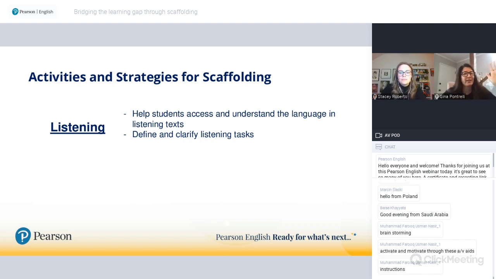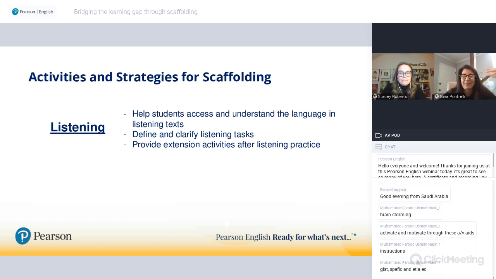We want to avoid giving students other tasks while they're listening. And if you need to provide additional support to students then, just as in the last step, try giving them images or diagrams to go alongside the listening task. And finally, we need to provide extension activities after listening practice to help students apply what they've understood. Be sure to engage with students about the topics in the listening task by asking questions and giving students opportunities to extend what they've understood.